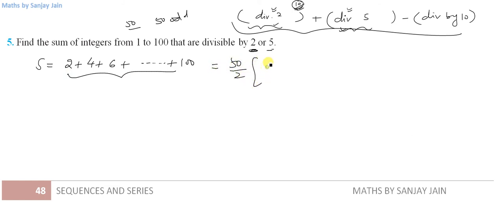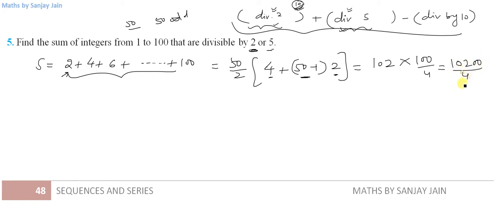50 by 2 into twice the first term, which is 2 into 2, that is 4, plus 50 minus 1 into the common difference, which is again 2. So this is 49 into 2, 98, 98 plus 4, 102. So 102 into 50 by 2. Can I write it as 100 by 4? So that it will become 10200 divided by 4, which is equal to 2550.